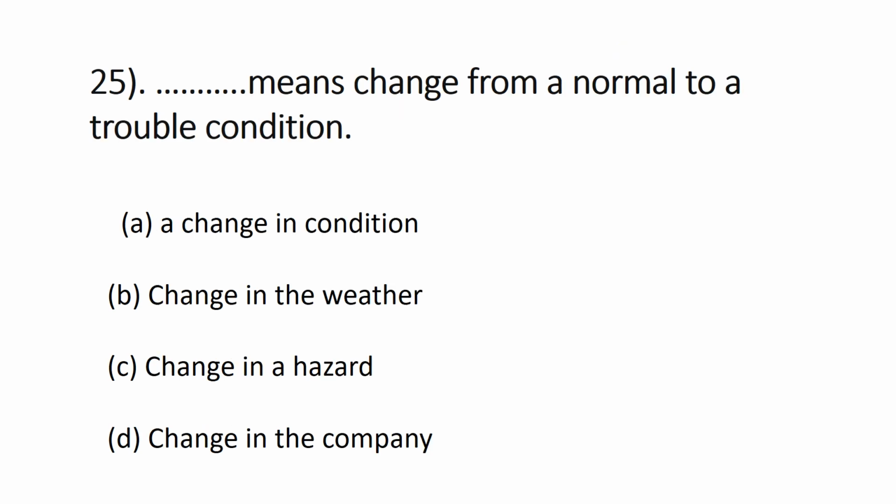Question number 25. Blank means change from the normal to a trouble condition. A. Change in the condition, B. Change in the weather, C. Change in hazard, D. Change in the company. The correct answer is change in the condition. Change in the condition means change from the normal to a trouble condition. It is always used in the context of the alarm system. When the condition changes from normal to trouble, the sensor will detect it and give the information to the control panel. The control panel alerts the people through the alarm, right?